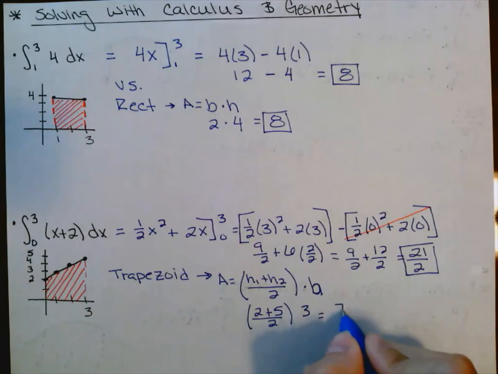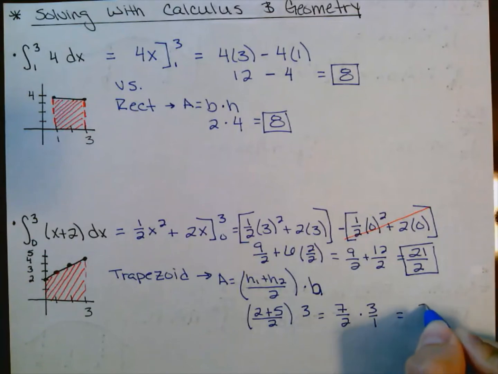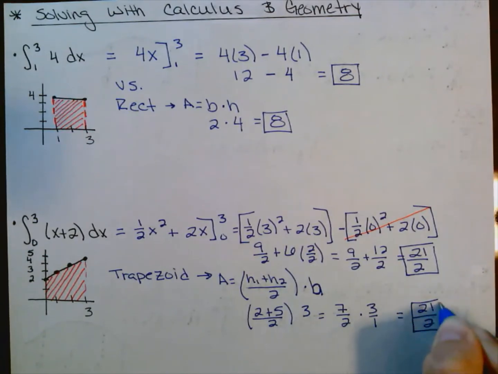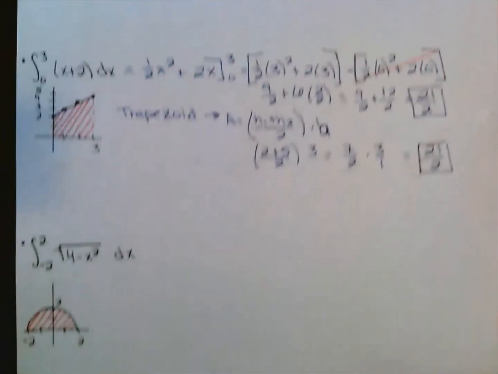Clean that up. I have 7 over 2 times 3. We can write that as 3 over 1. And I get 21 over 2. Same answer, two different ways. Calculus and then geometry. Let's do one last one.